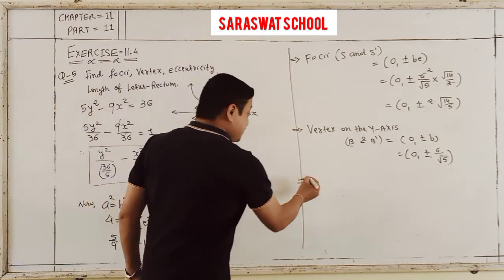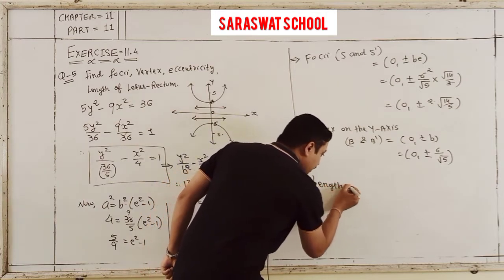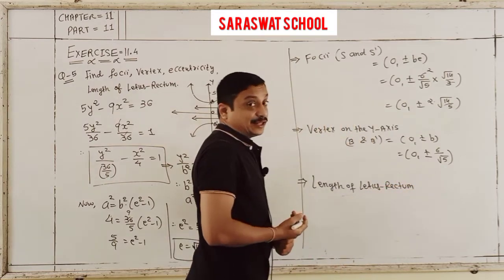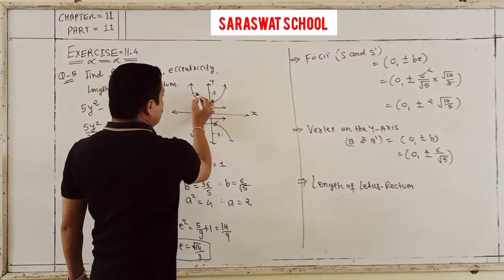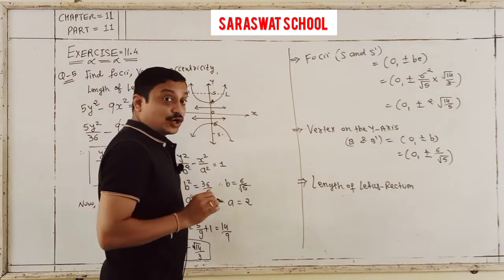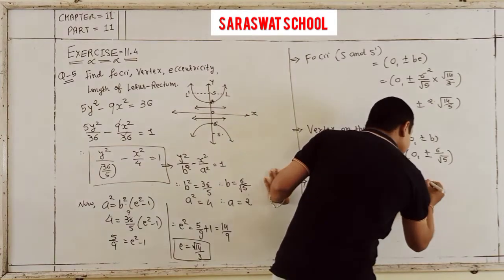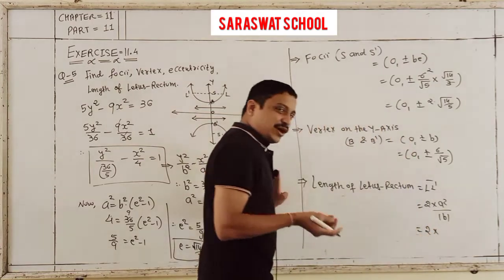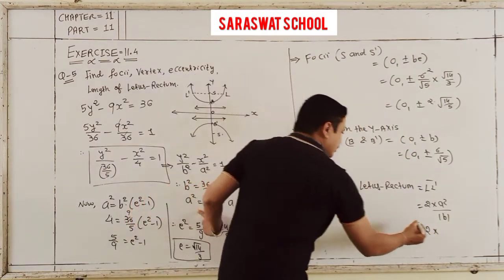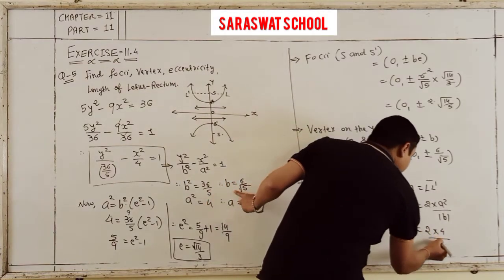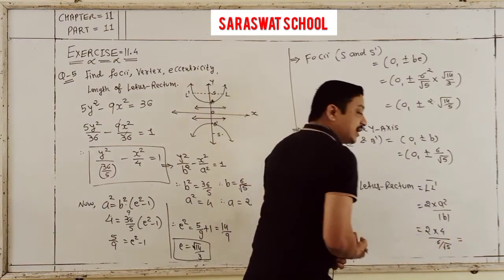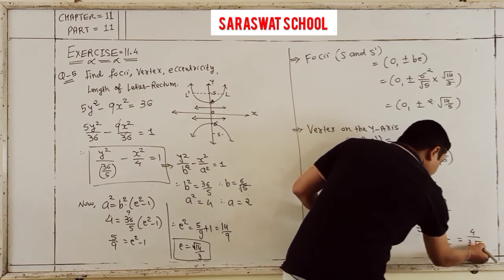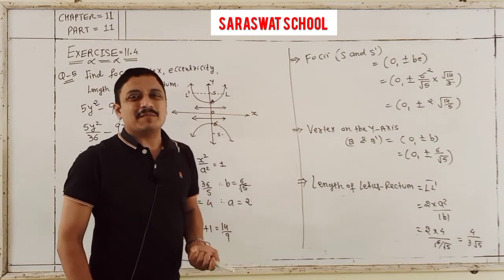So length of latus rectum, last. Length of latus rectum means this, students, L to L dash. In short, it is 2 a square by modulus b. Now just put in your value for a square. What is a square? 4. And modulus b is also known, 6 by root 5. Now calculate your answer: 2 threes are 6, so it is 4 by 3 root 5, simplified to get your answer.